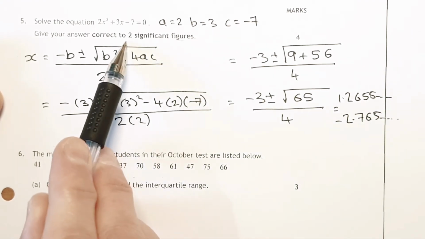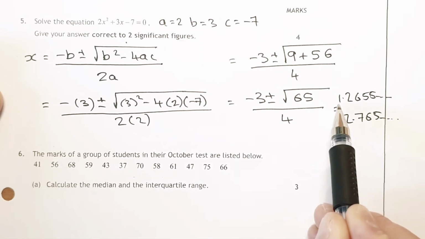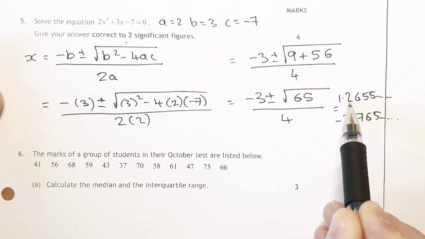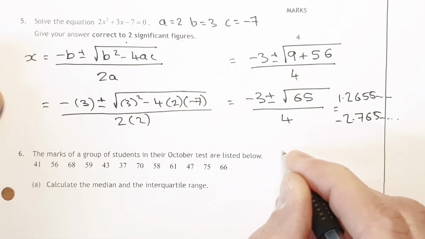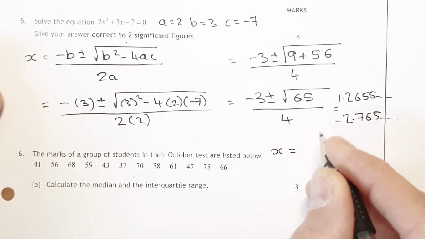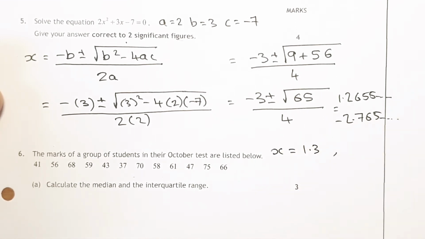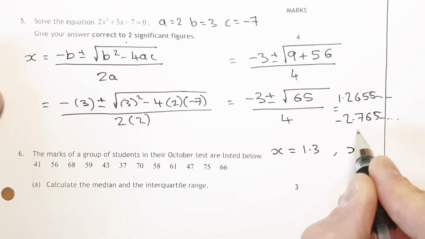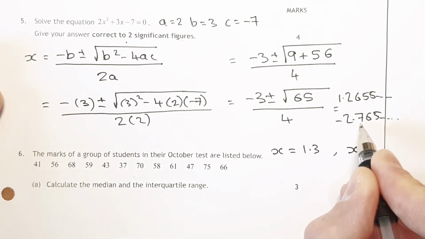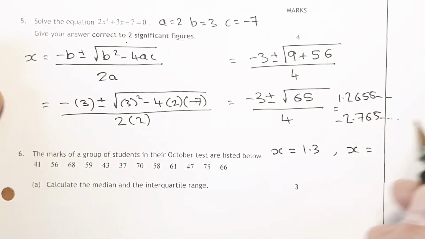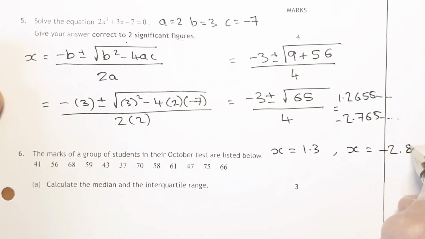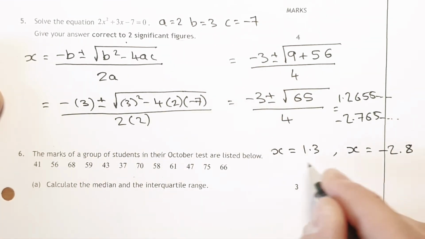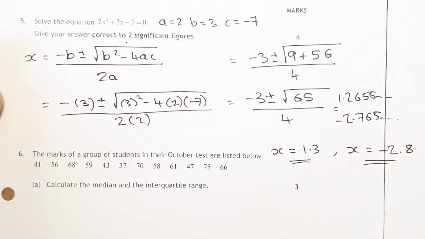So it's telling us to use two significant figures. The 1 is the first significant figure and the 2 is the second one. So the 2 is going to go up to 3 because of the 6 here. So your first answer is going to be x equals 1.3. And your second answer, well, there's your second significant figure this time. It's going to round up to an 8 because of the 6 here. And that is negative 2.8. So those are the two answers.